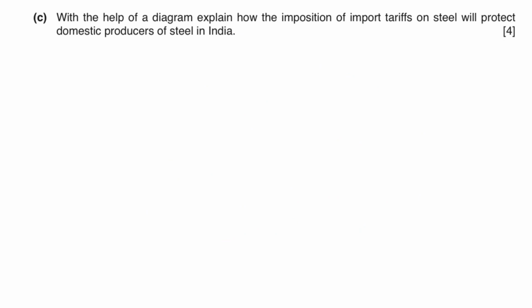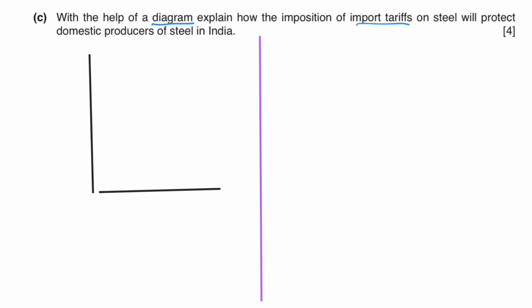So this next question says that with the help of a diagram, explain how the imposition of import tariffs on steel will protect domestic producers of steel in India. Now, there's two ways to attempt this question. There's two possible diagrams that you could make. The first diagram is a relatively simpler one. It's basically talking about how if you put a tariff, which is a tax on imported products, you're going to cause the supply to fall. And now let's see that on a diagram.